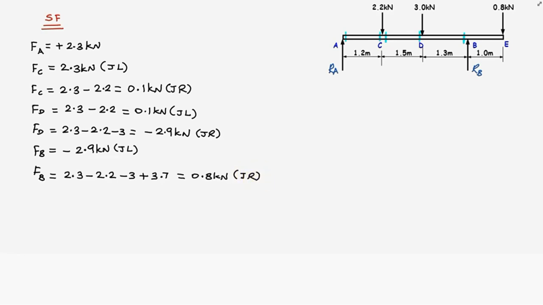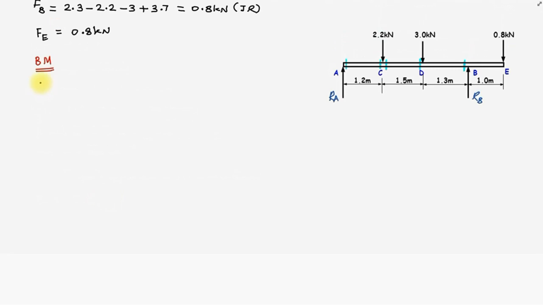Now let us move our section to the point E, just left of E. Just right of E, there is no beam at all. Therefore, the shear force at the point E, FE, is equal to 0.8 kilonewtons. Now let us determine the bending moments at all these points.